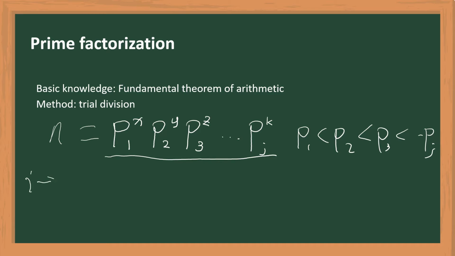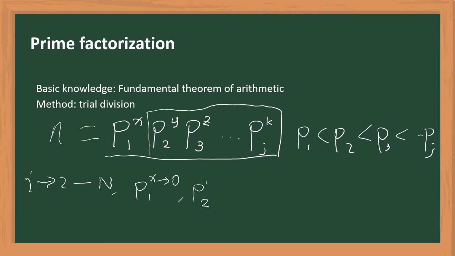We use i to iteratively go through 2 to n. We will find P1 first. Then we decompose P1's exponent from x to 0. Then the remaining will be P2, P3, Pj. Then we will keep increasing i until we find P2. Then we decompose y to 0. And we will repeat the same process again and again until we decompose all the prime factors.